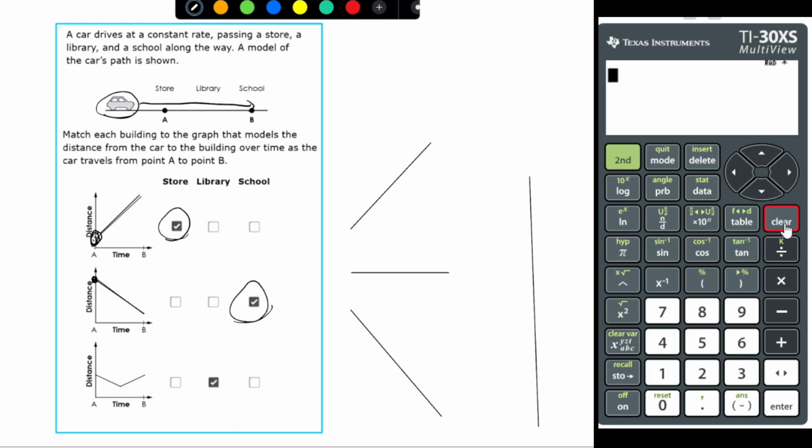The library's in the middle. So you're starting a medium distance away from the library, then you're going to get to the library, and then you're going to drive away from the library in the process of the school. So you're going to get closer and closer to the library, get to the library, and then drive away from it, and that's why you get this crazy V shape right here for the library.